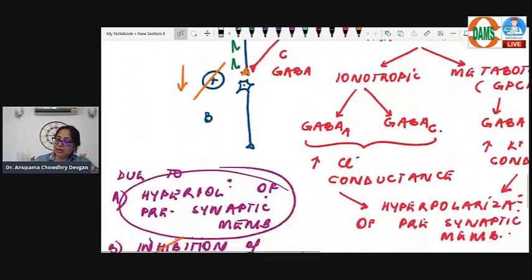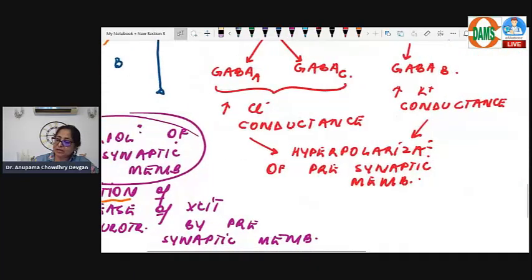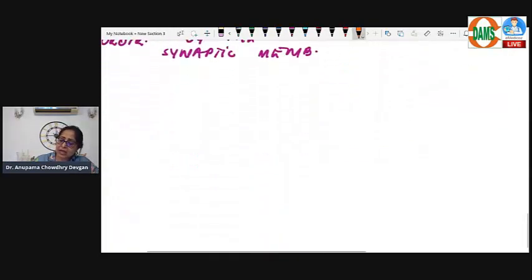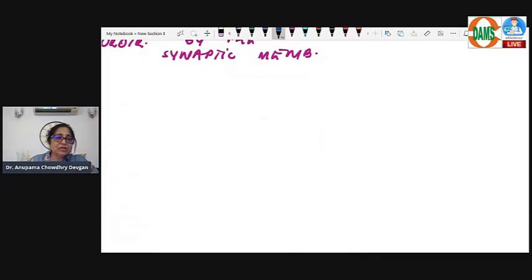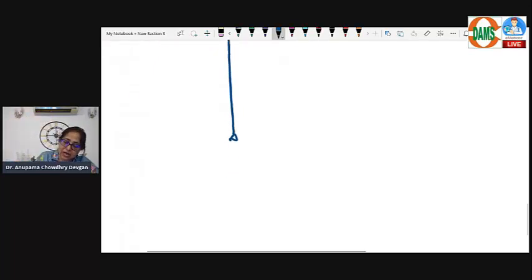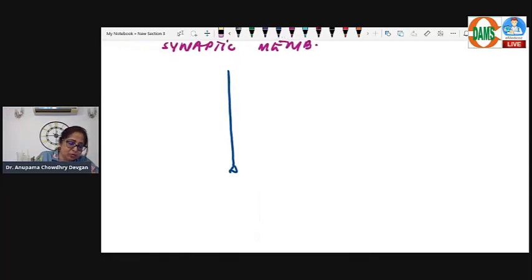Now, increase in potassium conductance means increase in potassium efflux. More potassium will leave the cell, resulting in a hyperpolarization. Now, one particular area where you see this presynaptic inhibition is in the motor pathway. If you look at the motor pathway, the tract which carries impulses from the cortex to the spinal cord is known as the lateral corticospinal tract. Right? This is the motor pathway here.